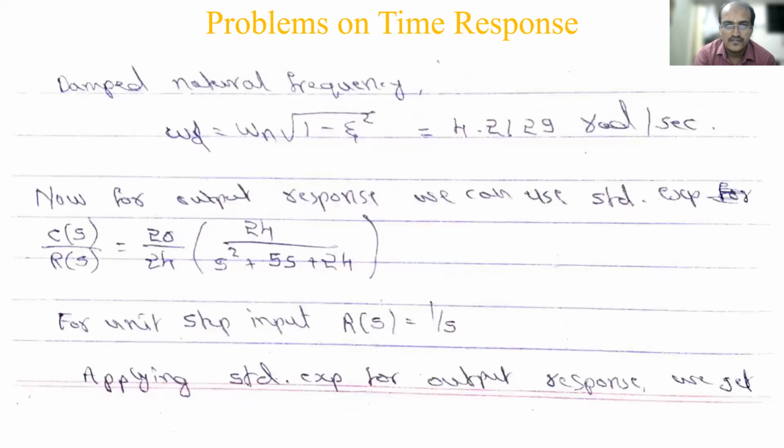Then omega d and theta you have to calculate for substituting in the time response. Here I have modified it to bring the numerator and denominator the same. So 20 by 24 came outside, and this 1 by s will come to multiply with this.